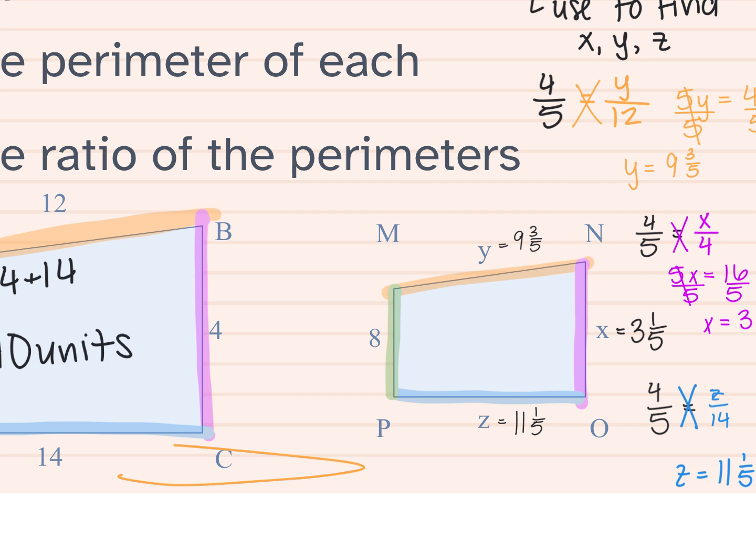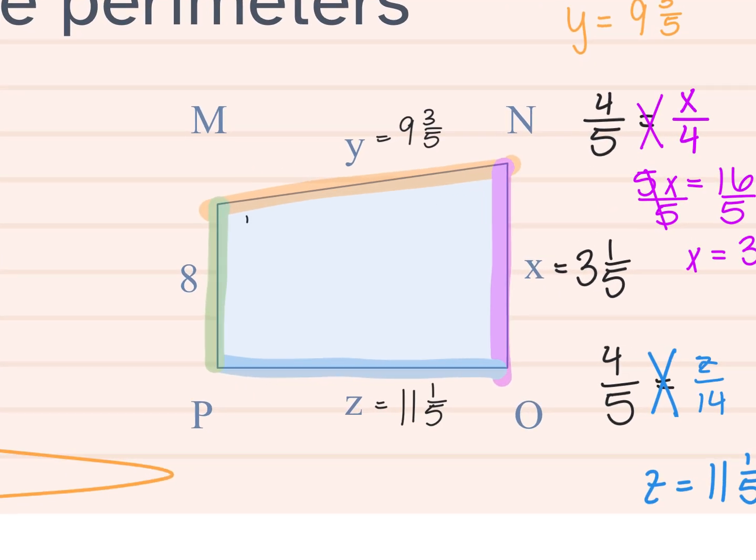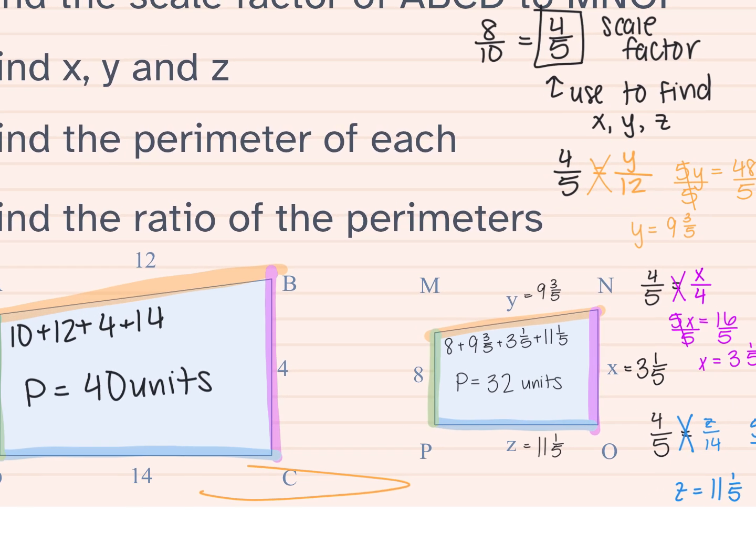And luckily for this one, they all have the same denominator, so it should be pretty easy to add these. So 9 and 3/5 plus 3 and 1/5 and 11 and 1/5. Adding the fractions gives you a whole. And then you're going to have 10, 20, 21, 24, and then perimeter equals 32 units. And that's how you're finding perimeter.